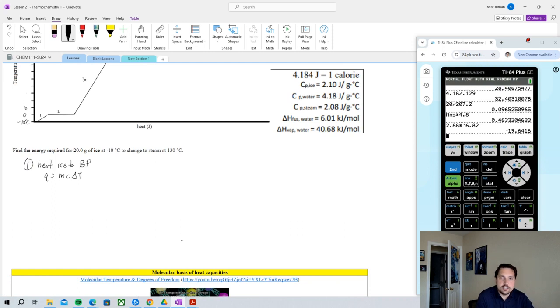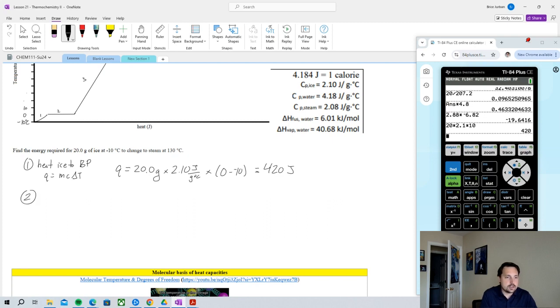It actually takes less energy to heat ice than it does water. So this will be 20 grams times 2.10 times the change in temperature here. The change in temperature is going to be 0 degrees minus negative 10, or a change of 10 degrees Celsius. So I'm going to work through these as we go. That's going to be 420 joules of energy.